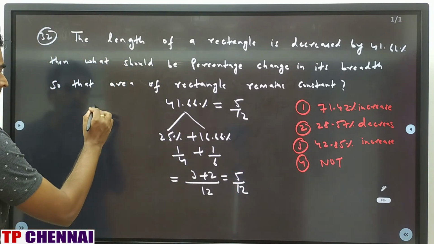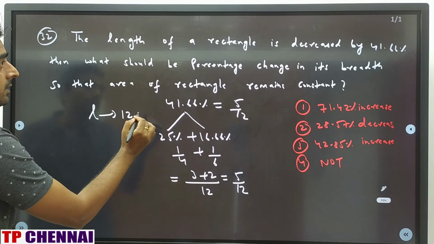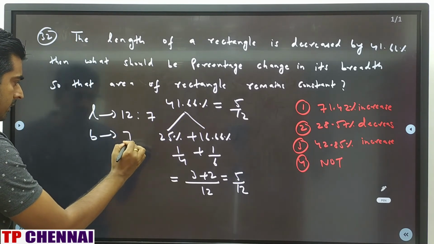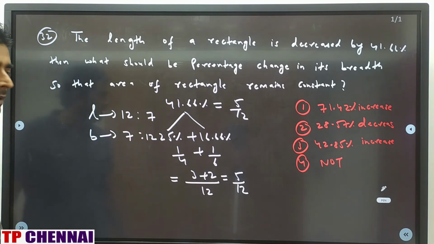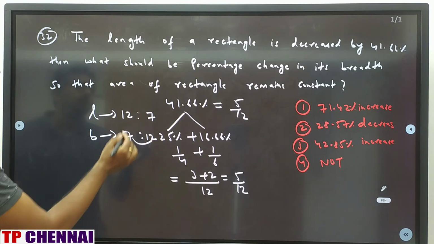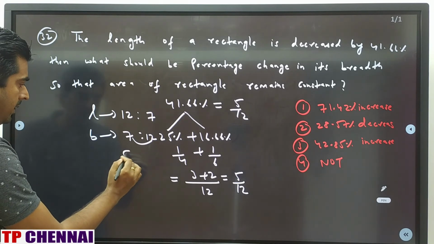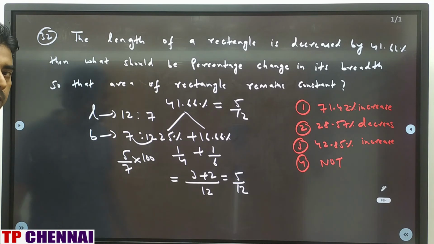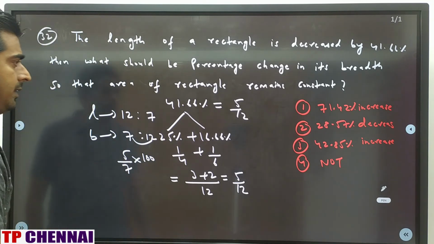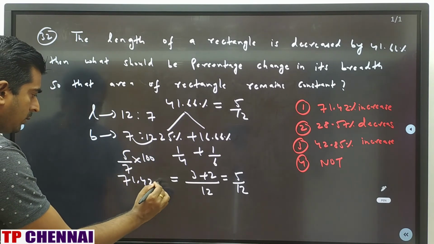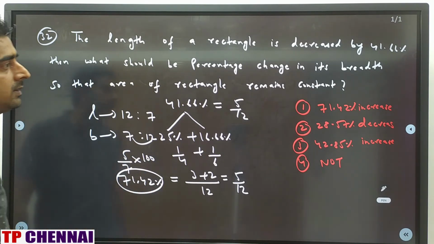So length, if it is 12, is decreased by 5. So now it is 7. So breadth will be 7 is to 12. Right? 7 is to 12. So how much has it increased? Right? So this is 5 by 7 into 100. 1 by 7 is 14.28%. 5 by 7 is 71.42%. It is increased, right? 71.42% increase is my answer, which is the first option.